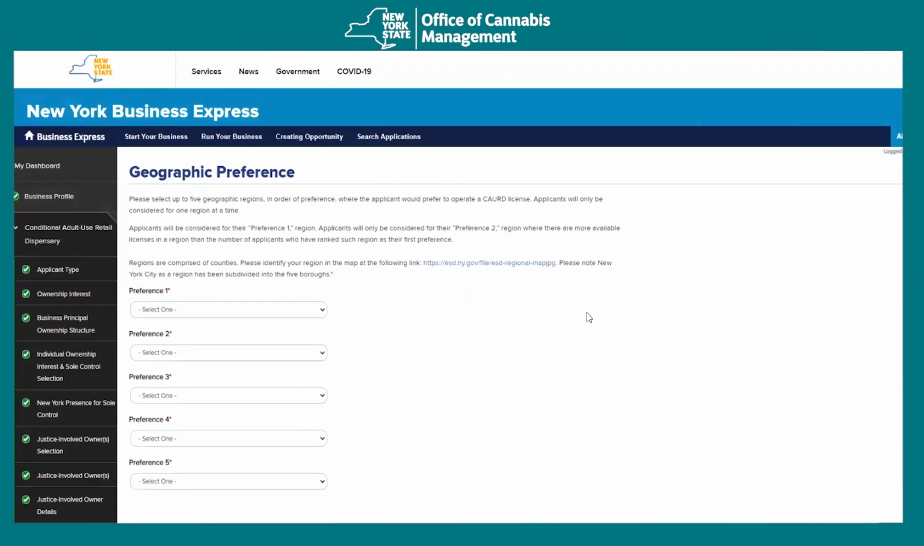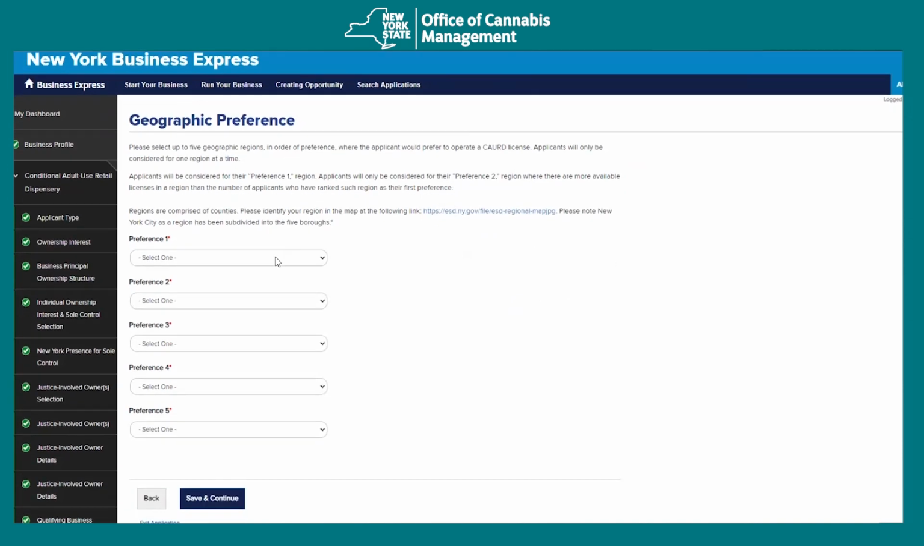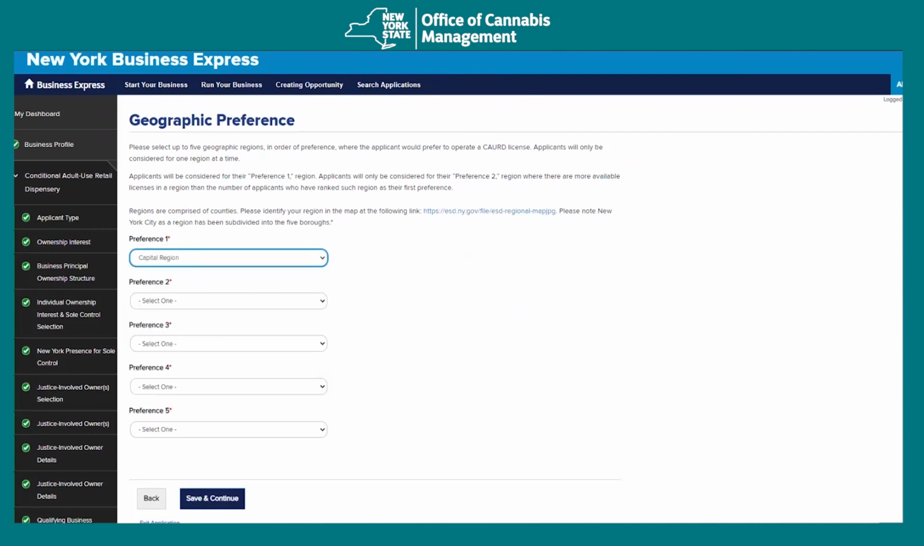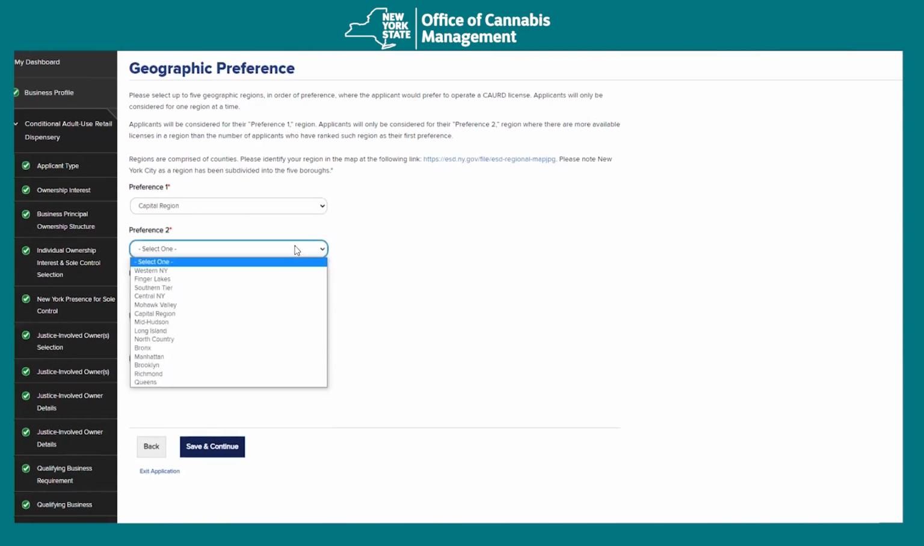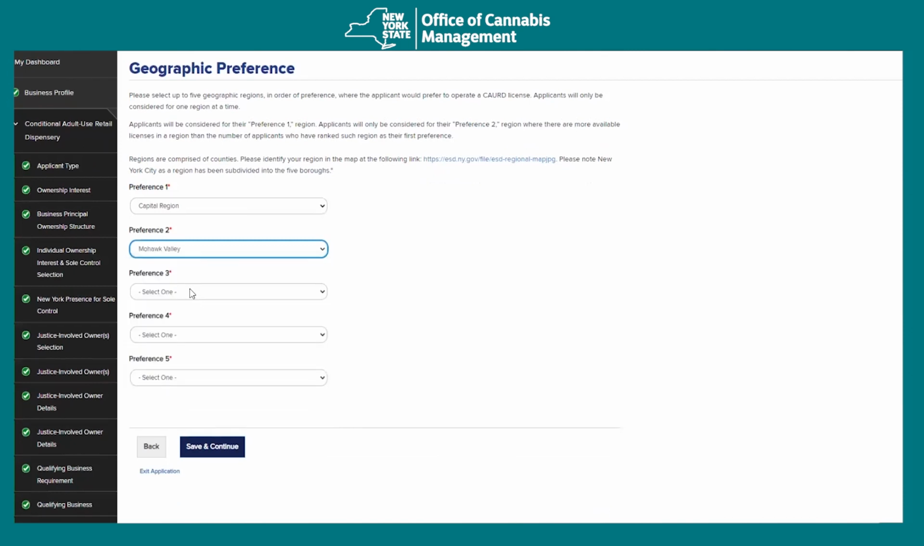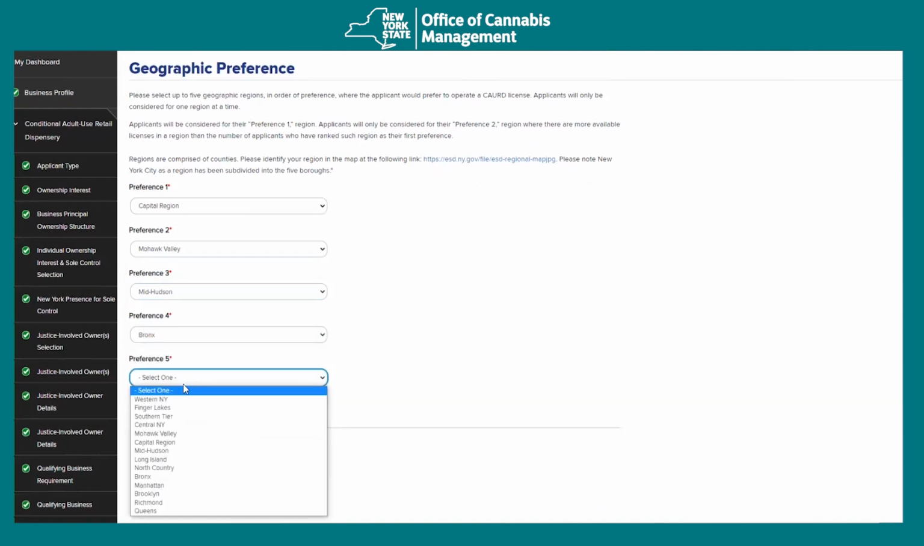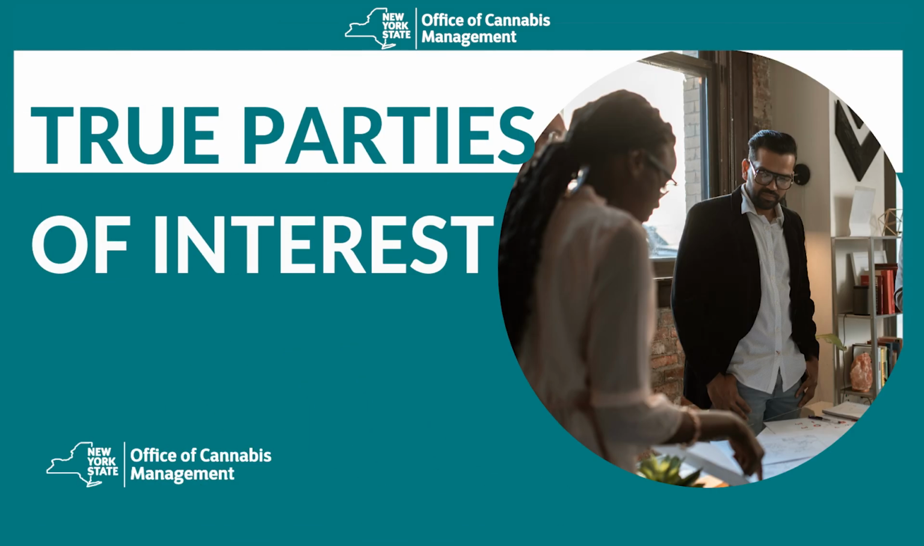I get to identify the region I would like to open my Plain Dispensary in. I am located in Albany, so the Capital District is my first choice, but I could choose any region in the state if I wanted to. I don't have to choose where I currently live. For this dispensary, my next preference is the Mohawk Valley, then the Mid-Hudson Valley, the Bronx, and the North Country.